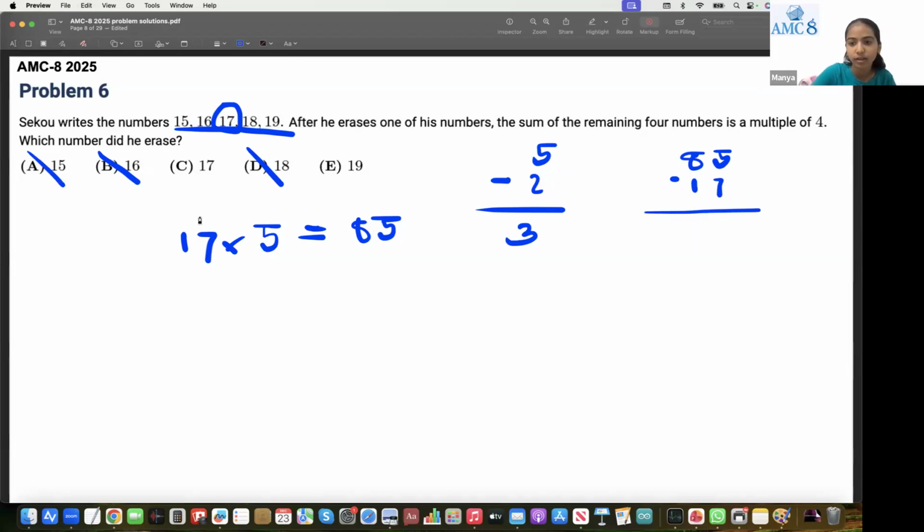And we can try 19. So 85 minus 19 is going to give us 66. But 66 is not a multiple of 4. So this cannot work either. And so our final answer choice would be C, 17.